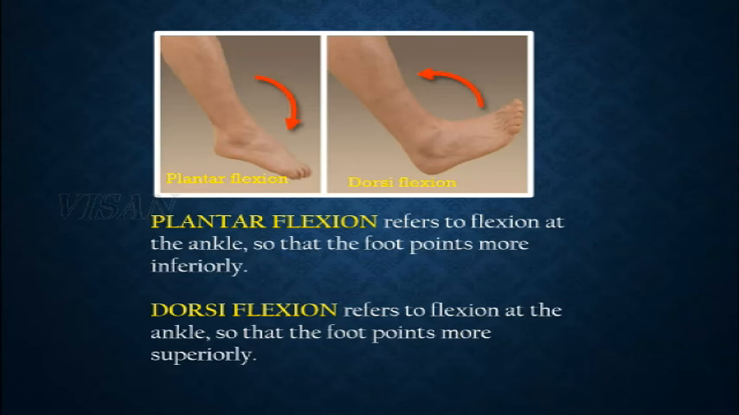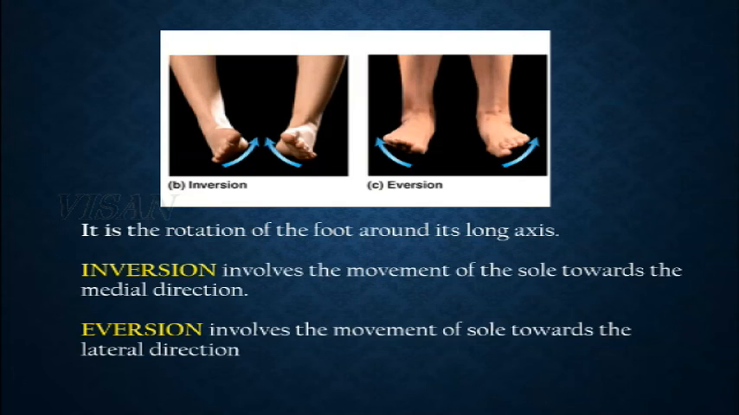And in the foot we have certain terms used. When the foot is pointed more downwards or inferiorly, we call it plantar flexion. In the foot we don't have extension. The opposite of flexion should be extension, but here when the foot or the toes are extended and facing upwards, we call it dorsiflexion. So plantar flexion, the opposite is dorsiflexion.